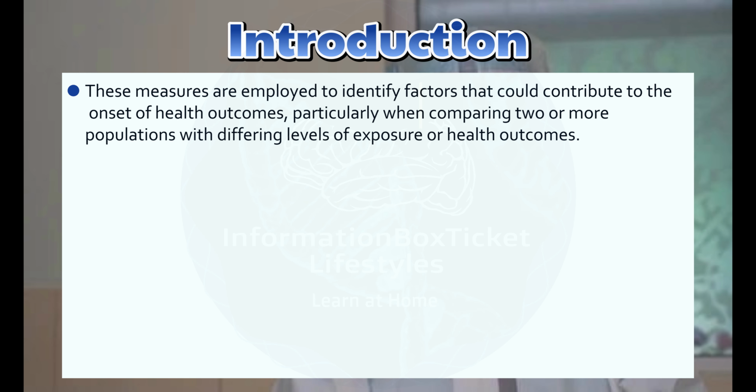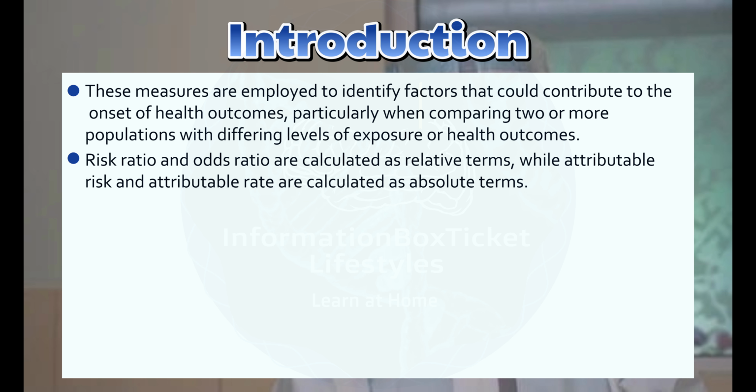These measures are employed to identify factors that could contribute to the onset of health outcomes, particularly when comparing two or more populations with differing levels of exposure or health outcomes. Risk ratio and odds ratio are calculated as relative terms, while attributable risk and attributable rate are calculated as absolute terms.